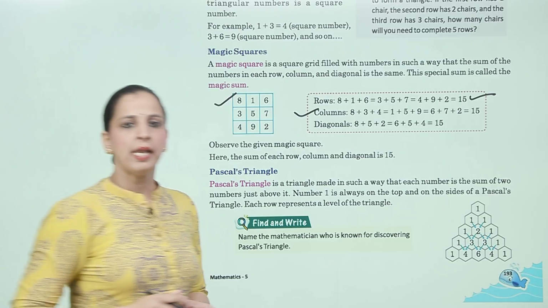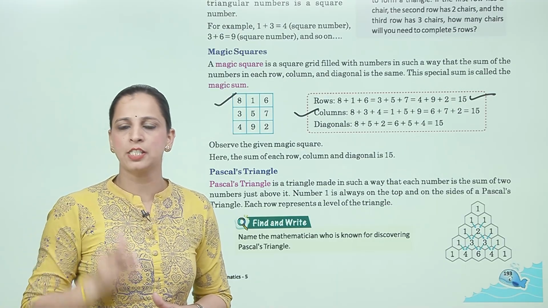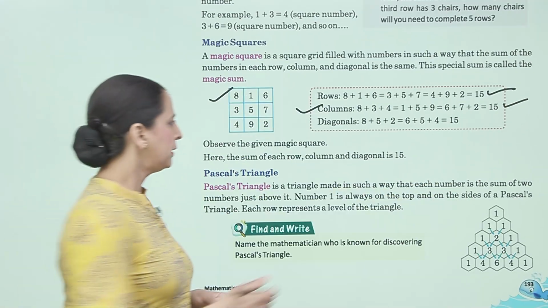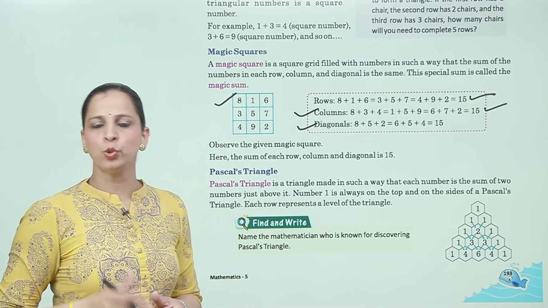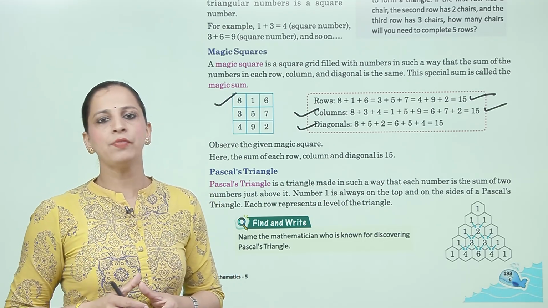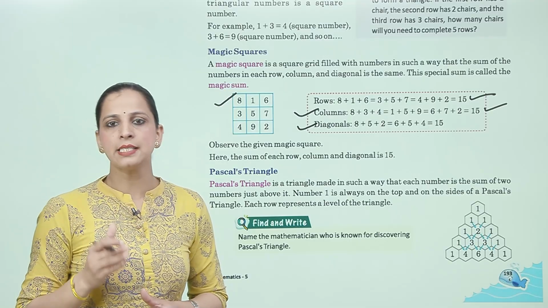Now columns, 8 plus 3 plus 4 is equal to 1 plus 5 plus 9 is equal to 6 plus 7 plus 2 is equal to 15. Diagonals, 8 plus 5 plus 2 is equal to 6 plus 5 plus 4 is equal to 15. Observe the given magic square. Here the sum of each row, columns and diagonals is 15.